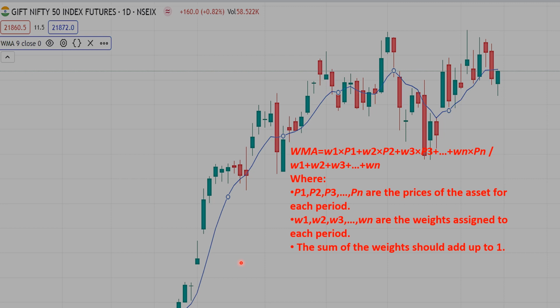The formula for calculating the weighted moving average is WMA = (W1 × P1 + W2 × P2 + and so on, Wn × Pn) / (W1 + W2 + W3 + and so on, Wn), where P1, P2, P3 and so on, Pn are the prices of the asset in each period. Here the period means the time, so either 1 minute, 5 minutes, 1 day, 5 days, 10 days, 1 month, whatever. Simply, the period means time here.